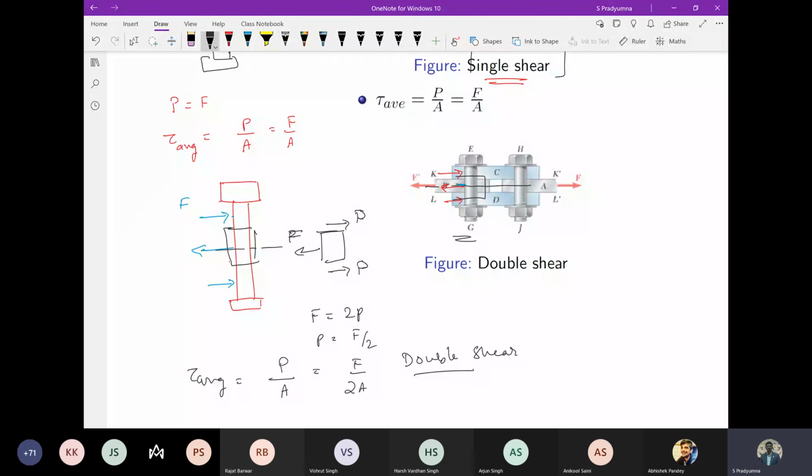Sir, I have to ask that in the railway tracks, the pins are double sheared. Which one is double shear? The pins joining the track. The nut and joining bolt. The track. Yes, sir. Okay.